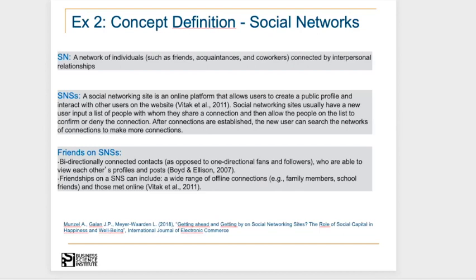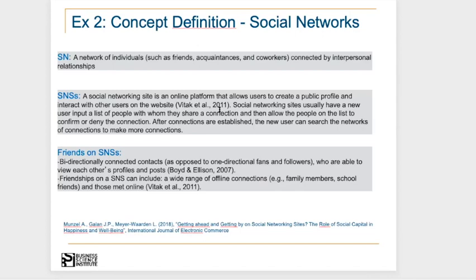A social network is a network of individuals such as friends, acquaintances, or co-workers connected by interpersonal relationships. So in the introduction, we introduced the definition of social network. Social network sites are online platforms that allow users to create a public profile and interact among them on the website. And so we cite the author, it's Vitak and colleagues from 2011.